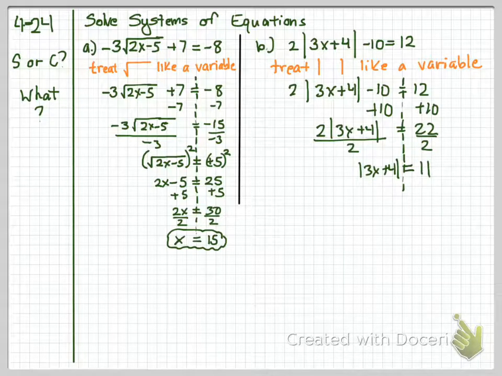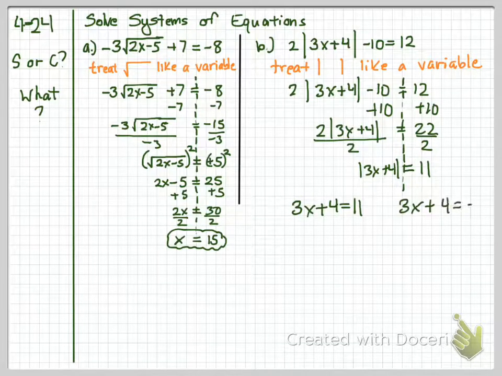Now, remember, absolute value is the distance from 0. So what numbers have the distance from 0 of 11? There are 2 numbers that have that: 11 and negative 11. So we have to solve for both situations, when 3x plus 4 is equal to 11 and also equal to negative 11.